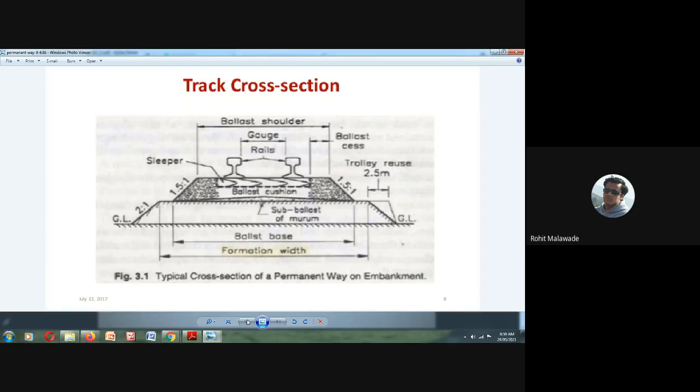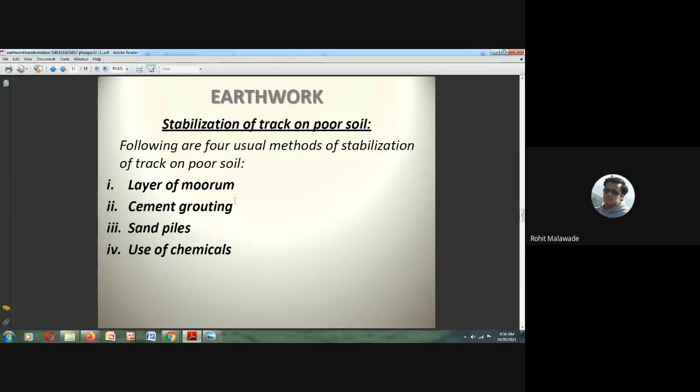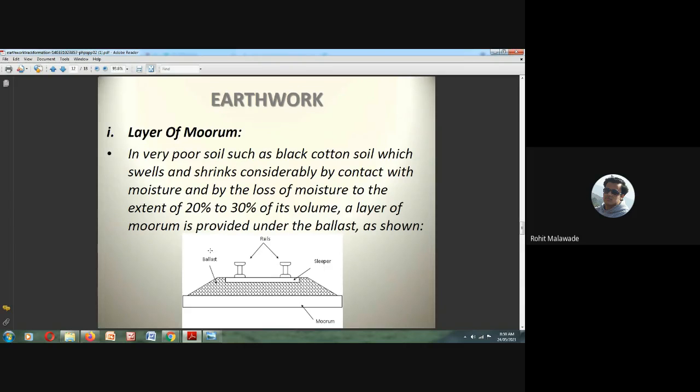Now we will see how the subgrade can be stabilized. We will see how stabilization of track on a poor soil is done. We are going to use a layer of muram. We will have cement grouting, sand piles and the use of certain chemicals.